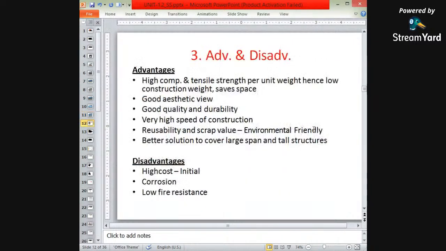Again, what are the different advantages and disadvantages of steel? In the last lectures I went through them in a short way, but now, in a broader way, we will see the advantages and disadvantages of steel structures. Every structure has some advantages as well as disadvantages. RCC members have disadvantages and advantages, and steel structures also have various advantages and disadvantages. In advantages, we will see the high compressive and tensile strength per unit weight.